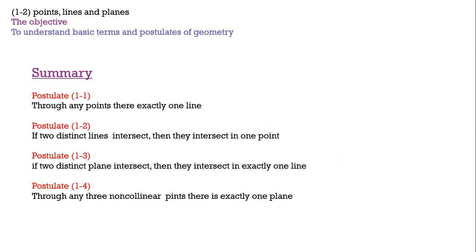So before I move to the end of the lesson, I would like to summarize the postulates that we just discussed. Through any 2 points, there is exactly one line. If 2 distinct lines intersect, then they intersect in 1 point. If 2 distinct planes intersect, then they intersect exactly in 1 line. Through any 3 non-collinear points, there is exactly one plane.